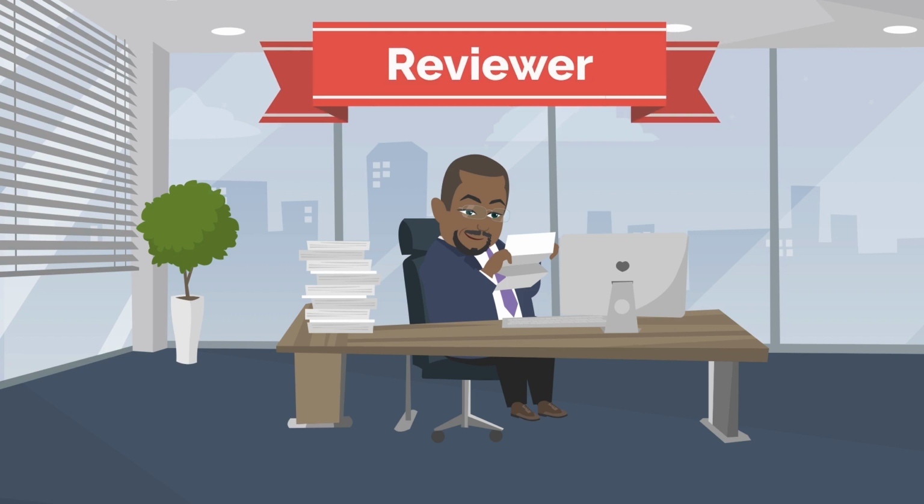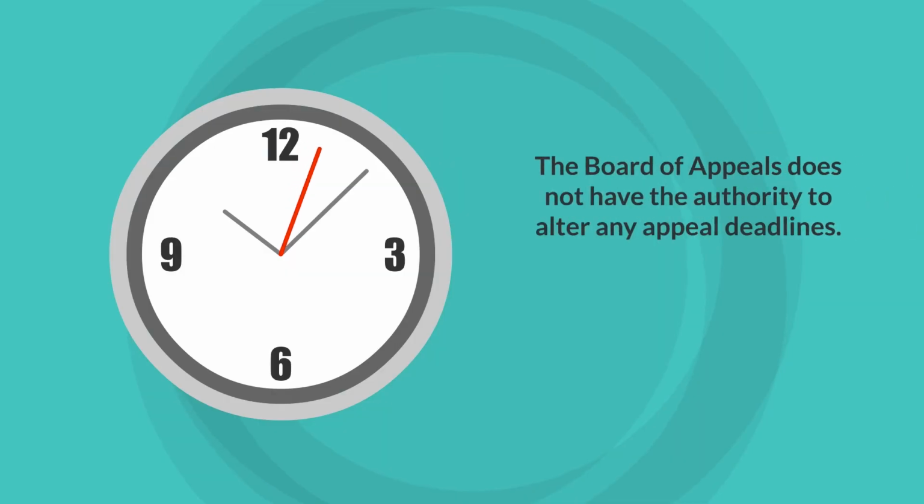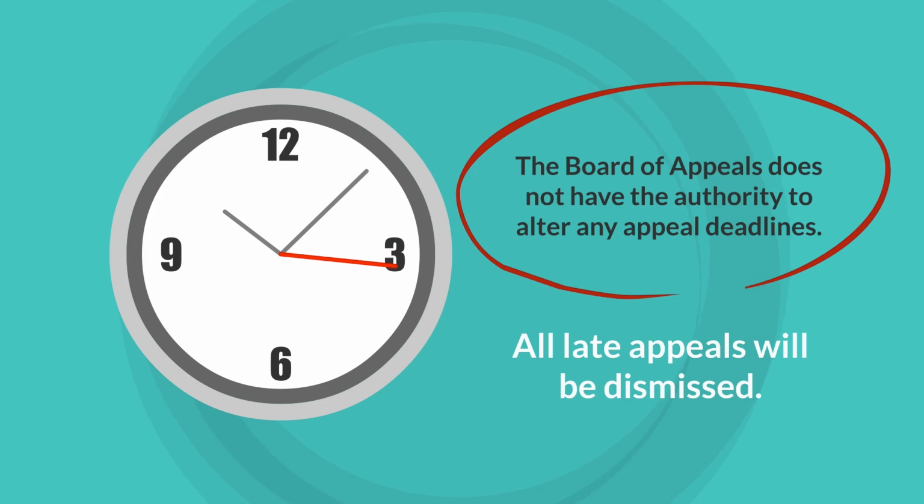Once the petition is received and entered into the system, the appeal is looked over by an individual called a reviewer. During this process, the reviewer will ensure the petition form is complete and timely. If anything is missing, the reviewer will attempt to fix the oversight or contact you for additional information. However, the Board of Appeals does not have the authority to alter any appeal deadlines. Therefore, all late appeals will be dismissed.